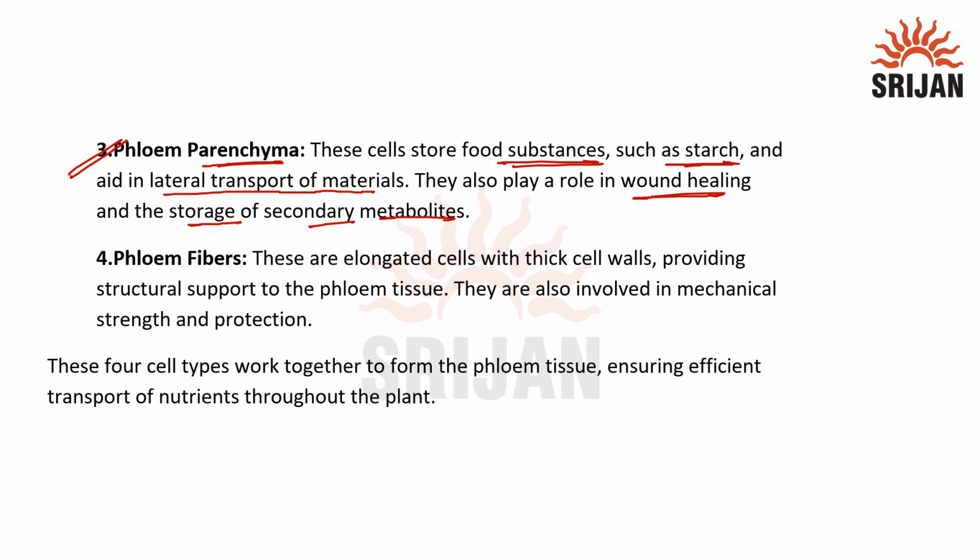The last type of cell which is present in phloem is called phloem fiber. Remember one thing, that the three cells which we have studied till now were living cells, but this phloem fiber is going to be a dead cell, and these cells are elongated with a very thick cell wall. Since their cell wall is very thick, it is going to provide structural support to the phloem tissue. Apart from this, it is also going to give mechanical strength and protection.